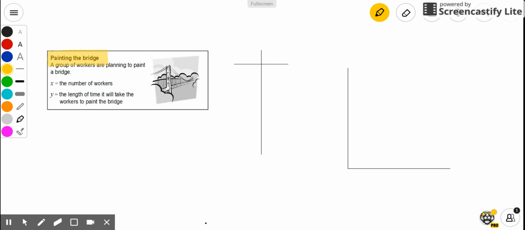So the very first thing I'm going to do is I am going to name or write this in my table. So I know that X is my number of workers. Okay. And Y is my time it'll take them.